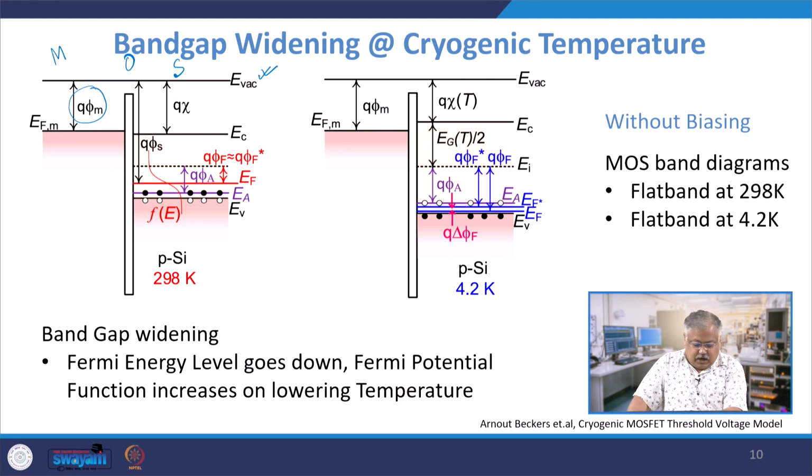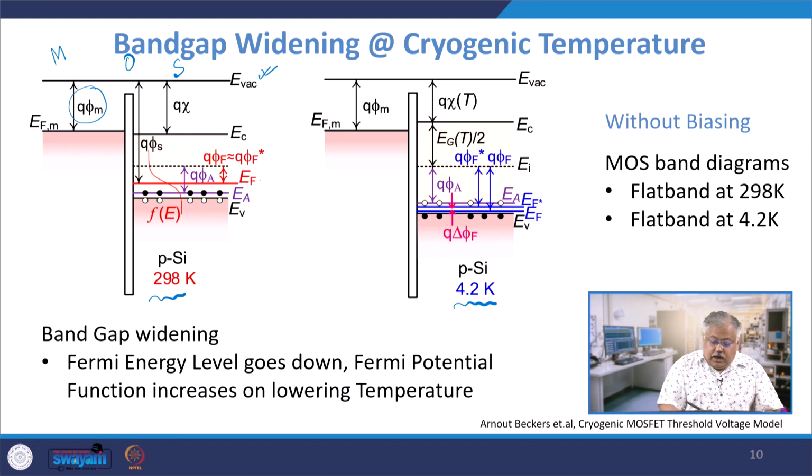Now, if you look very carefully at the first diagram here, this is at 298 Kelvin, and this is for p type silicon, and this is 4.2 Kelvin. Since it is p type silicon, my EF, the Fermi level, is very close to the valence band, and my acceptor level is between the Fermi level and the valence band. You might understand that at 298 Kelvin, complete ionization will take place, and you will have a large number of holes available to you.